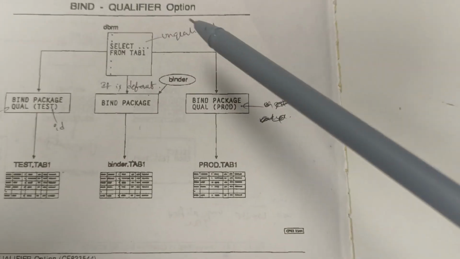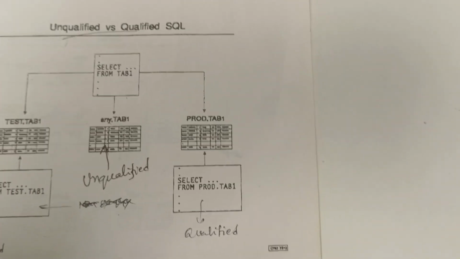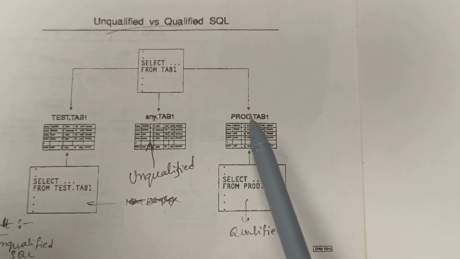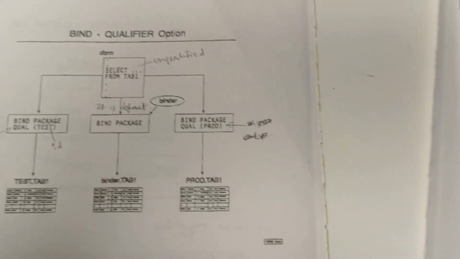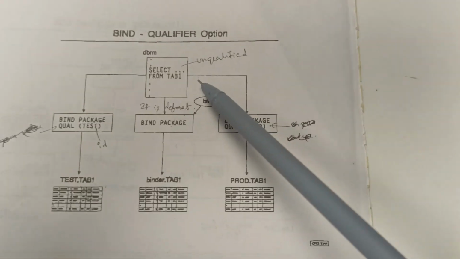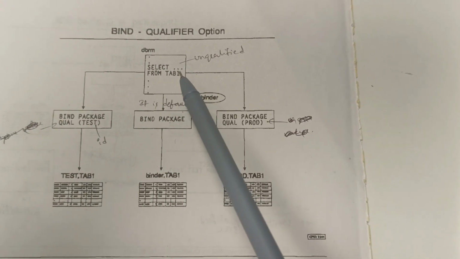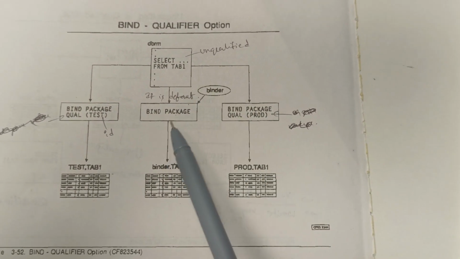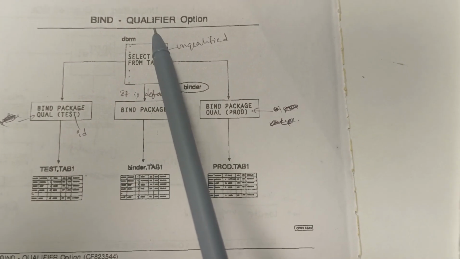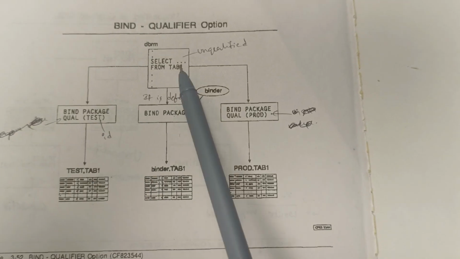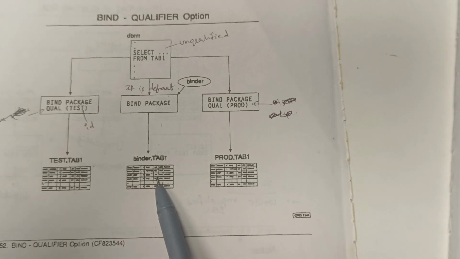And you can see this is the bind qualifier option. Previously I told you about the bind used while doing the table access, where I gave test or prod for unqualified SQL. Based on this qualifier option, we can decide which region we are going to access. In the program we directly use select queries with the table name. If you are giving a bind package name and do not mention any qualifier option, it will take the default: the binder ID and the table name.